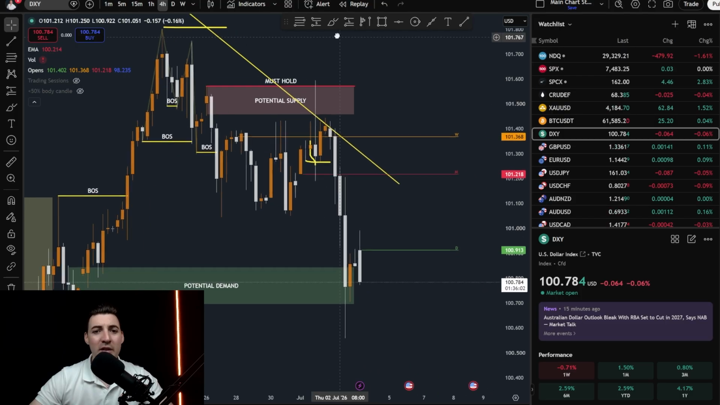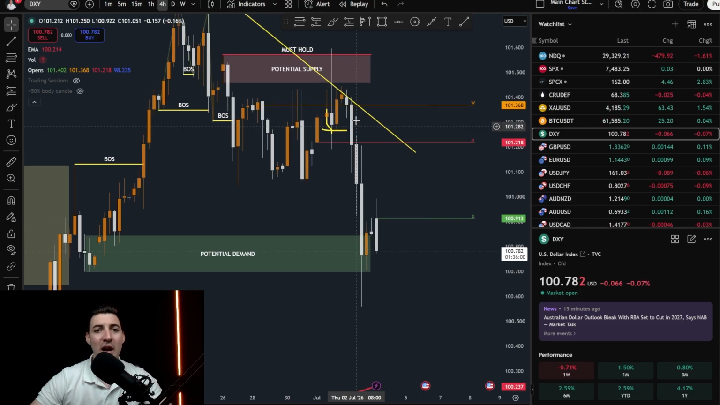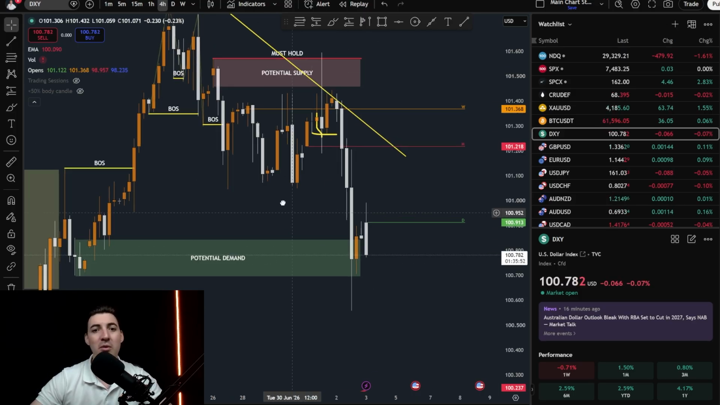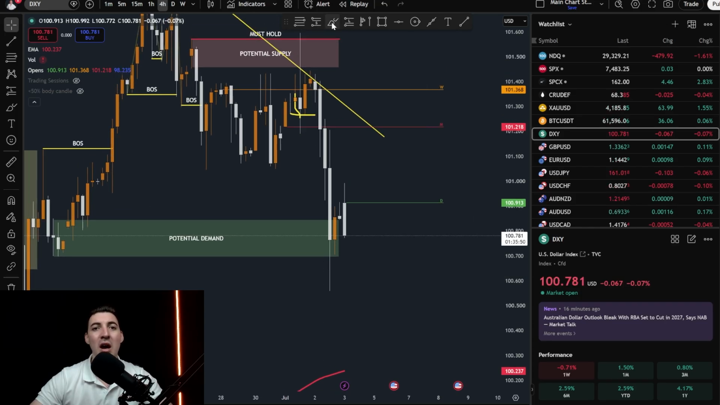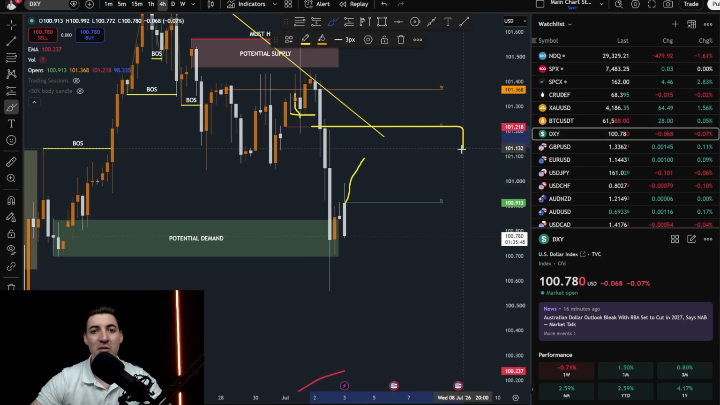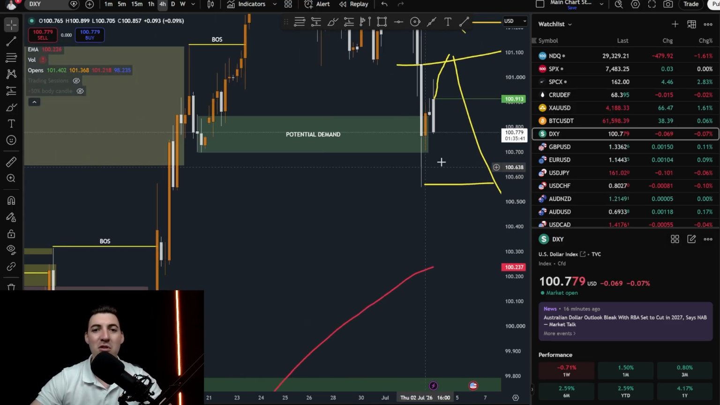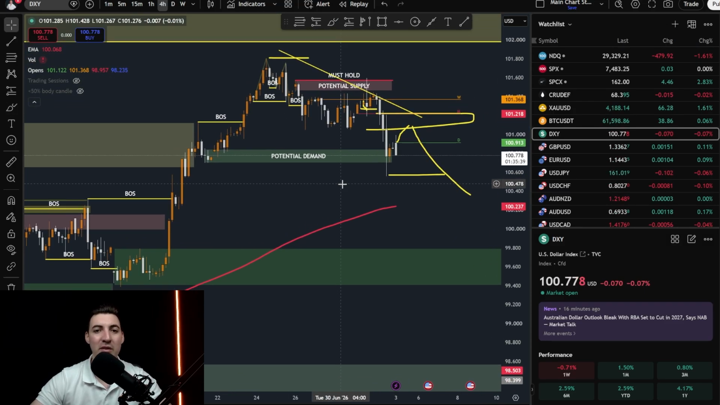Taking a look over at the DXY, yes, we see a continuation. As I said on the live trading, if we saw that fail, which we did, we're likely going to end up into this potential demand zone. We'll see that initial reaction. What we could see happening is a potential push back into around this area before continuing down, breaking market structure, and that will play really nicely into all of our other currency pairs.